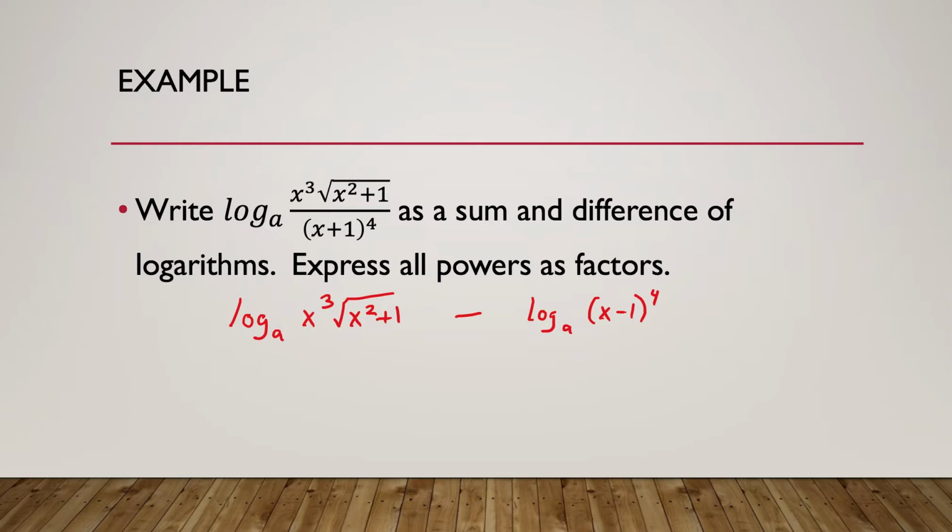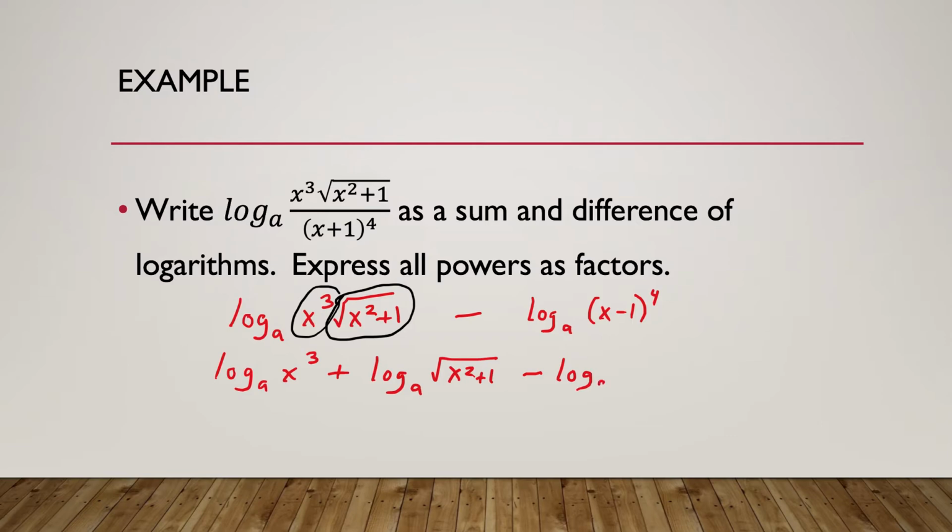All right, so the next thing I'm going to do is I'm going to notice that I have some multiplication happening. I have this term multiplied by this term. So let's go ahead and separate that multiplication. Remember that we can take that log and distribute it among those two terms and put a plus sign in between. So we're going to have log base a of x to the third plus log base a of the square root of x squared plus 1. And then I'm just going to recopy the rest of this on the right.